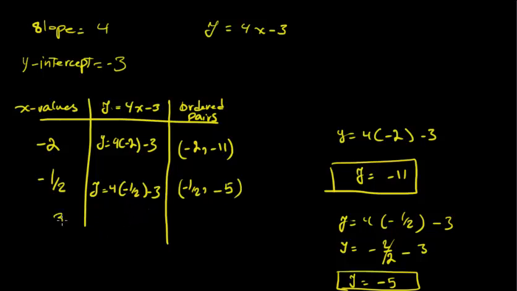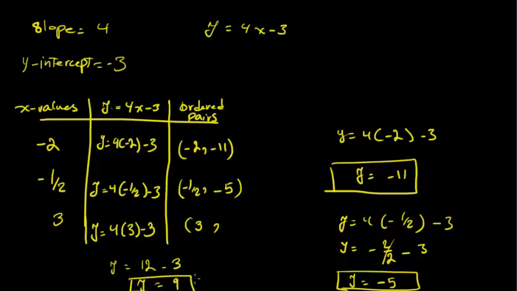Let's pick 3 as x. So we insert the 3 into the equation. We'll have 4 times 3 minus 3, right? Y equals 12 minus 3, then y equals 9. So when x is 3, y is going to be 9. With these 3 pairs we can draw our graph.